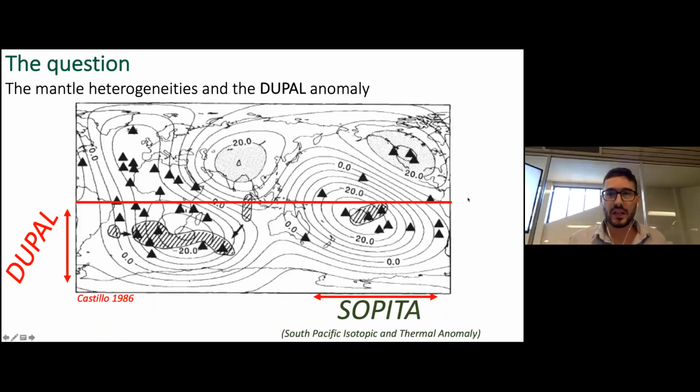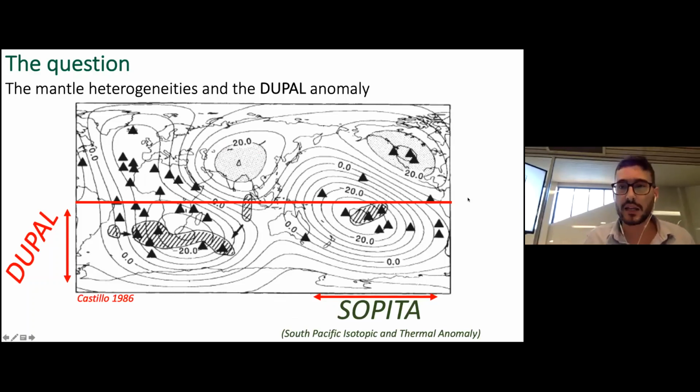Right after that, people said, okay, we have large mantle heterogeneity, and now we want to understand why, and we want to understand the extent of this heterogeneity. Two years after that, Castillo presented a new refined model of the Dupas anomaly. Once again, in the southern hemisphere you have the Dupas anomaly, and he demonstrated that within the Pacific you have what we call the SOPITA, the South Pacific Isotopic Thermal Anomaly. So he came up with more complication in the story. We have the Dupas anomaly, a north-south dichotomy, and then within the anomaly we have more complications.